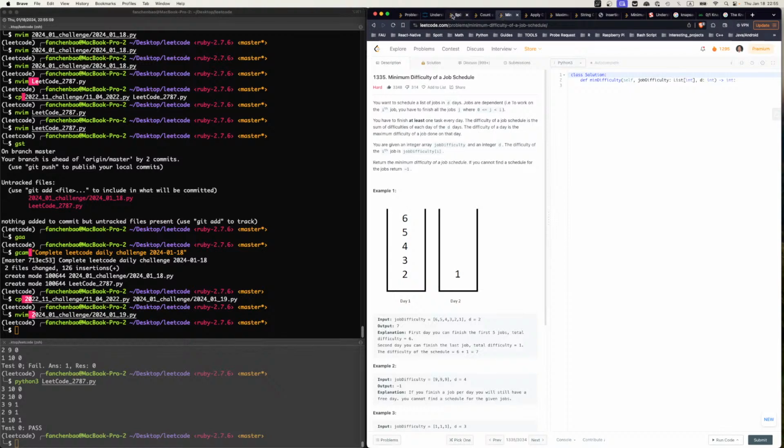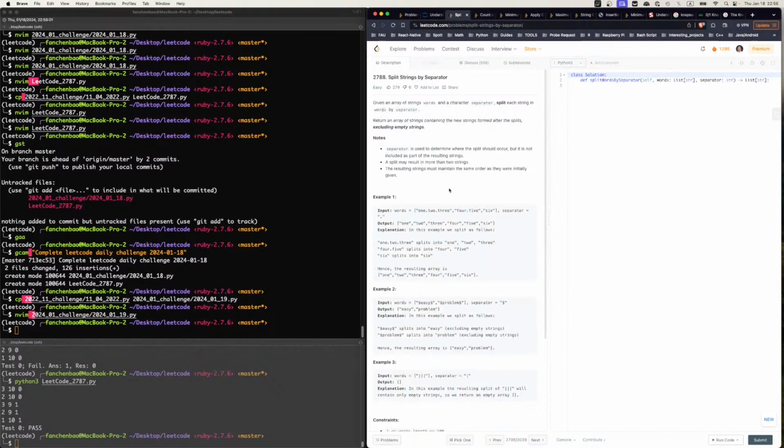I can take a look at this. Let's solve this one first. Split strings by separator. Given an array of string words and a character separator, split each string in words by the separator and return an array of strings containing the new strings formed after the splits, excluding empty strings. Separator is used to determine where the split should occur, but it is not included as part of the resulting string. A split may result in more than 2 strings.